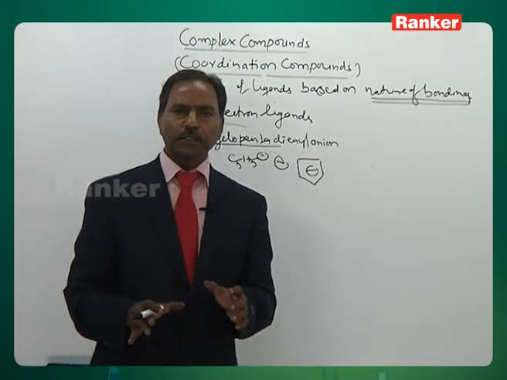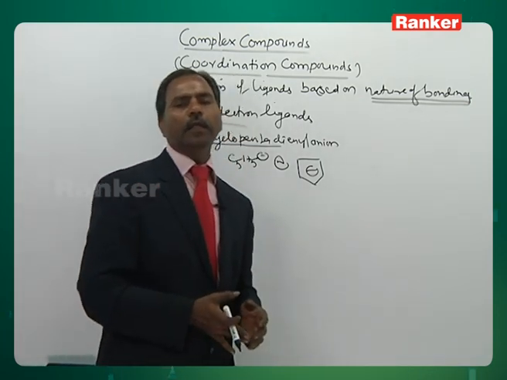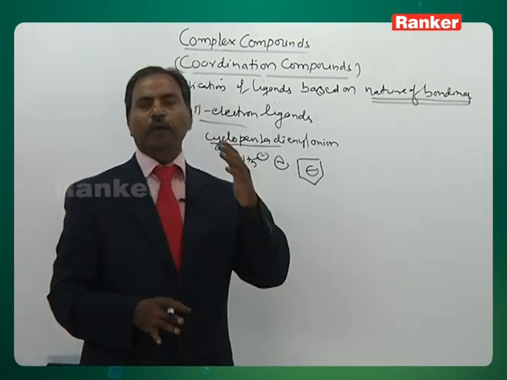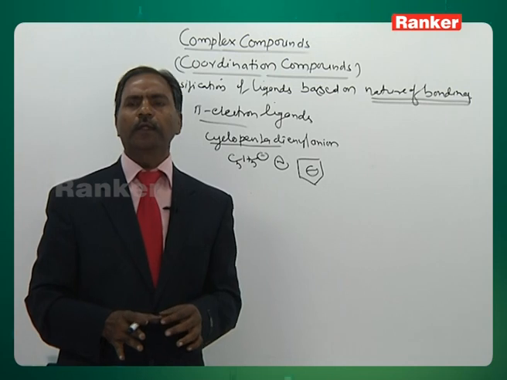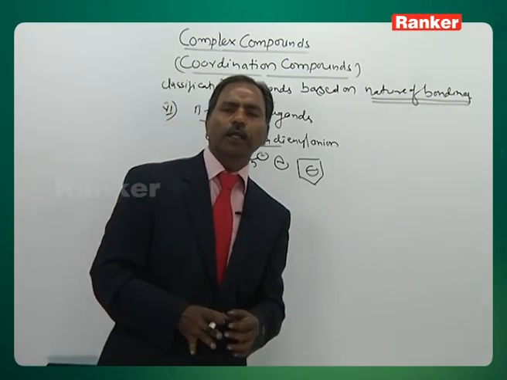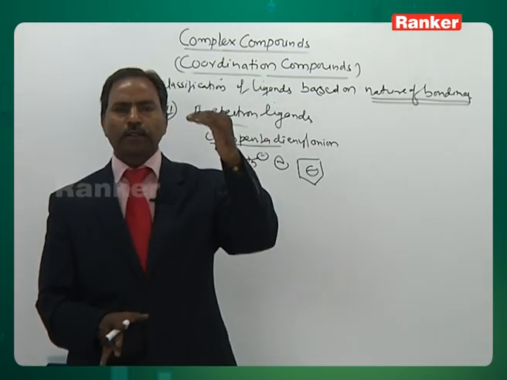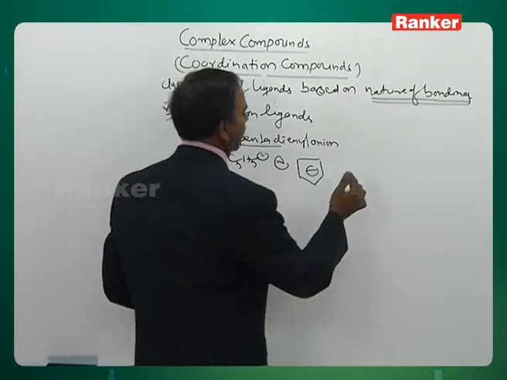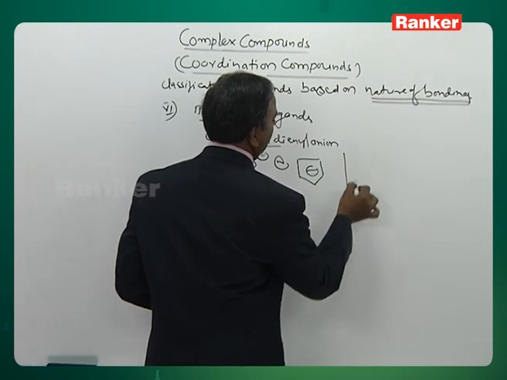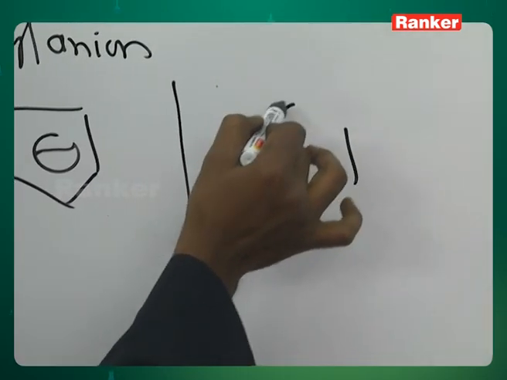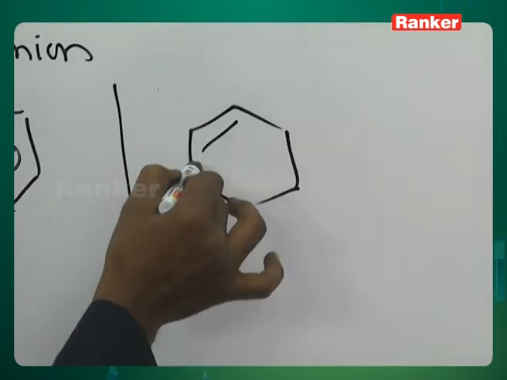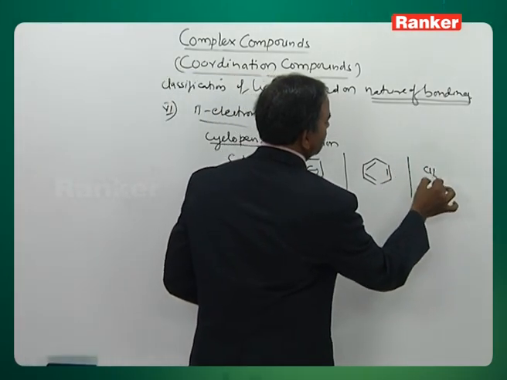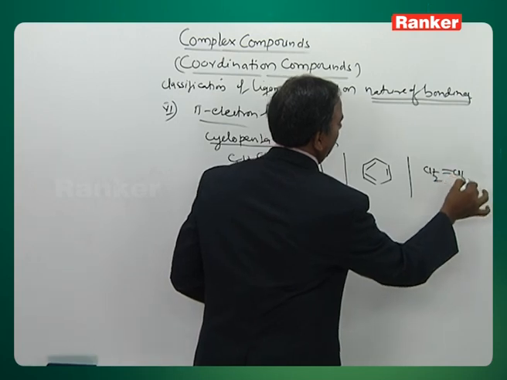You know well benzene is not carrying any lone pairs, but pi orbital electrons are there. The simplest example you can take is ethylene. Ethylene is not carrying any lone pairs, but pi orbital electrons are involved in bonding. Such ligands are called pi electron ligands. Benzene, ethylene, and acetylene are all examples.